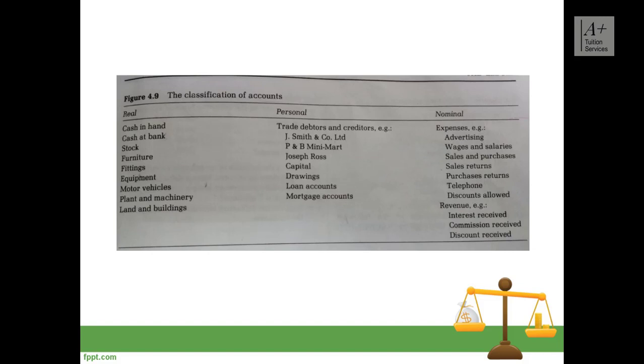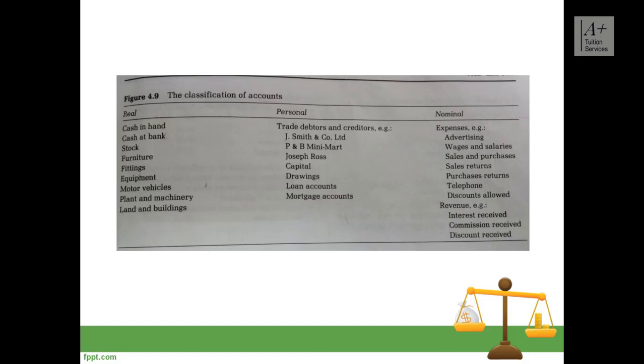The reason why they are personal is because a mortgage, loan, drawing, or capital is based on the owner of the business. Every time you add capital to the business and you take money from your personal account, it is personal. When the owner of a business withdraws money for personal use, that is drawings, it is personal. Loan accounts: every time the owner of a business pays a loan or a mortgage towards an account, it is also personal. Now we go on to the nominal side, which deals with the profit and loss or the expenses and revenue of the business.